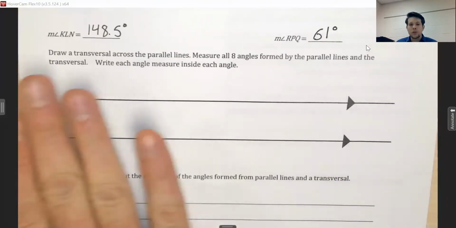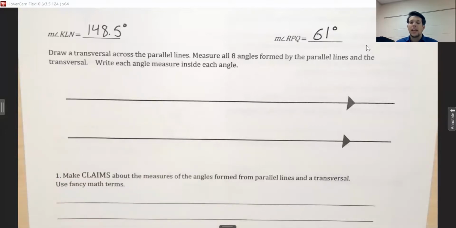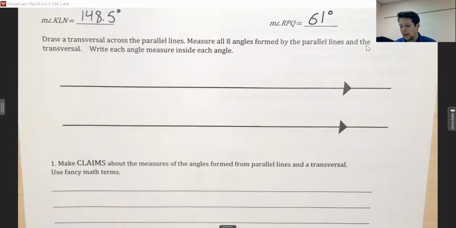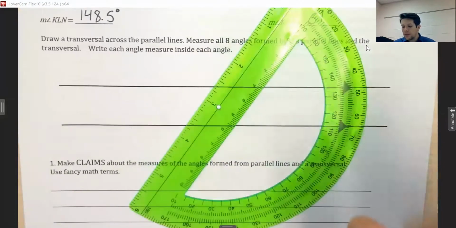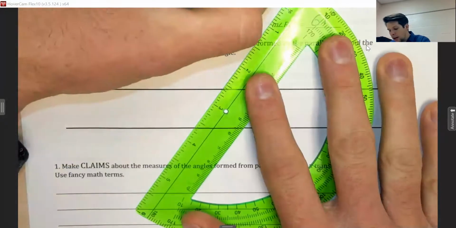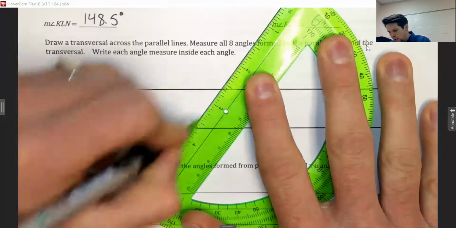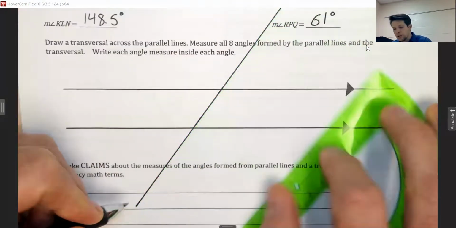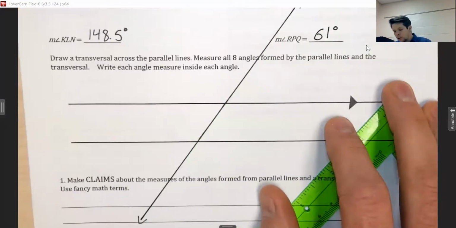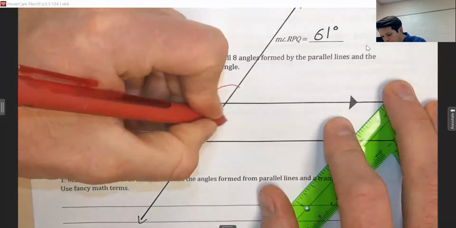What I have for you is I've drawn two lines on the page already, and I want you to draw your very own transversal. These lines are unique because if you look carefully over here, you'll notice that they are parallel lines. So when you draw your transversal, you can use the straight edge of your protractor and just draw a nice long one. I want you to draw it so it's pretty much as long as the protractor is. And when you do this, you're going to create some clusters of angles.